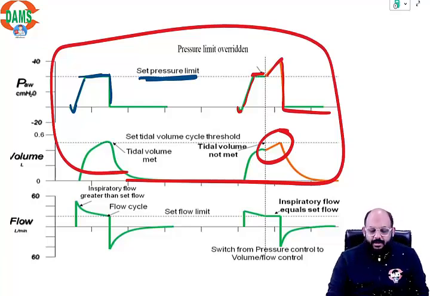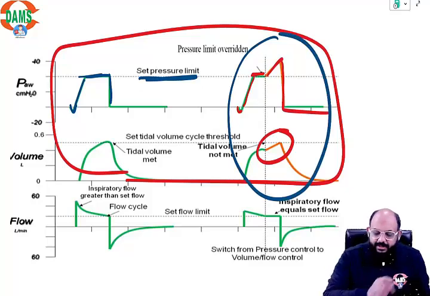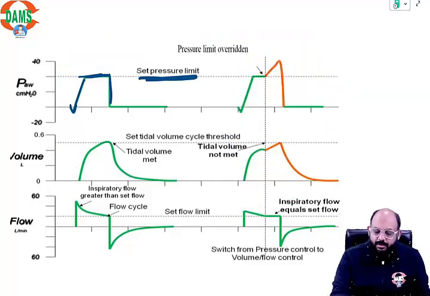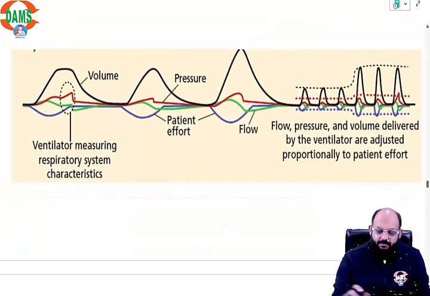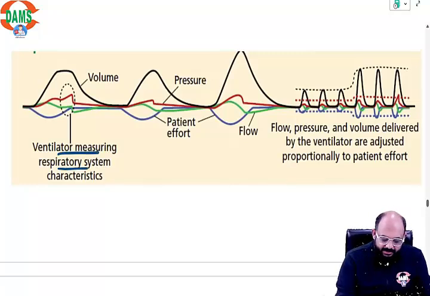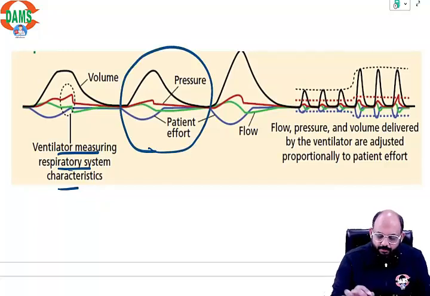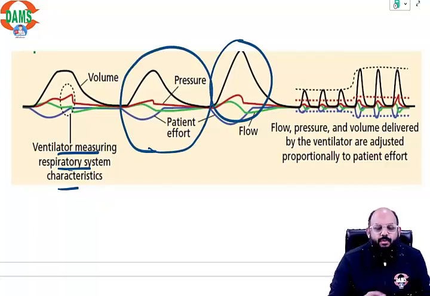Can you see? While giving this breath, it realized that it will not be able to deliver it, so let's do this. Okay? This is proportional assist ventilation. The ventilator measures respiratory system characteristics. See, this blue one is the patient's effort. If the patient's effort is more, then it gives more breath.